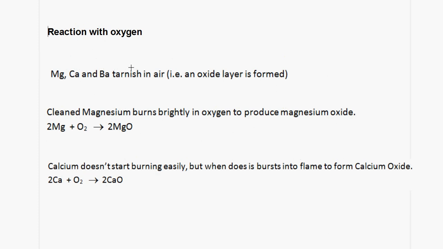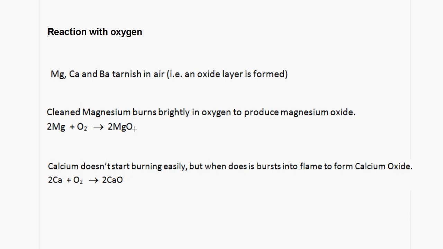And the next thing is the reaction with oxygen. Magnesium, calcium, and barium tarnish in air. What this means is that they readily form an oxide layer around them. So in order to get magnesium to burn, you will have to scrape the oxide layer off the magnesium before it can be burnt in oxygen. And the reaction is 2Mg + O2 produces 2MgO. We get magnesium oxide in this case.